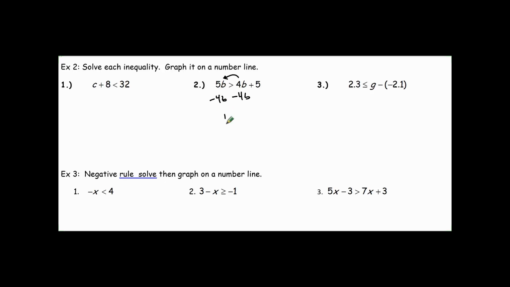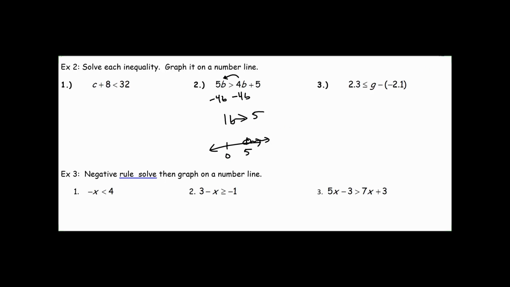5b minus 4b is 1b, and that should be greater than 5. I don't need to worry about the 1, but I could divide by 1 if I wanted to. That puts my number line. We have 0 on the left, 5 on the right. Since b is on the left, my arrow is pointing to the right. It's an open circle because there's no equal to in the bottom. Remember that equal to would be a closed circle, and I shade it to the right.